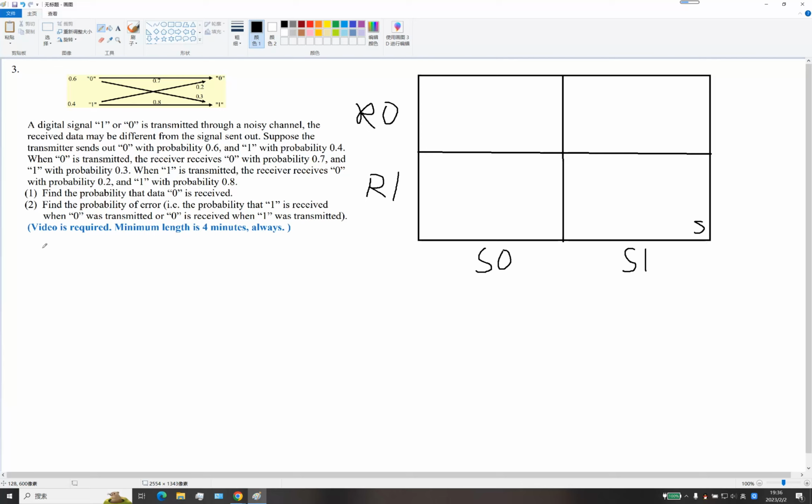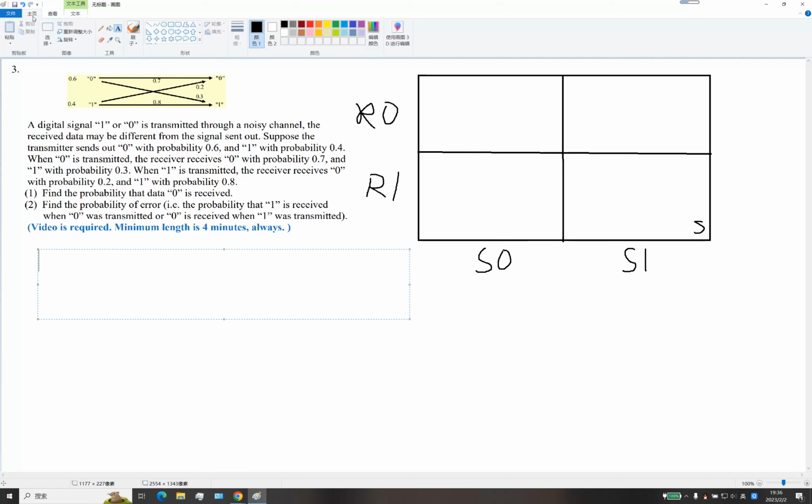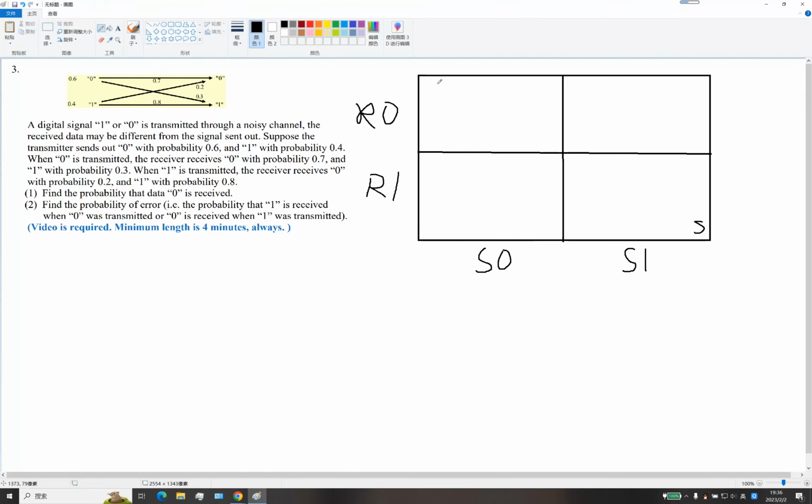Let's see the first question. Find the probability that data 0 is received. What is the probability that 0 is received? There are only two situations. The first one is send 0, receive 0 in this area. And the second one is send 1, receive 0 in this area.